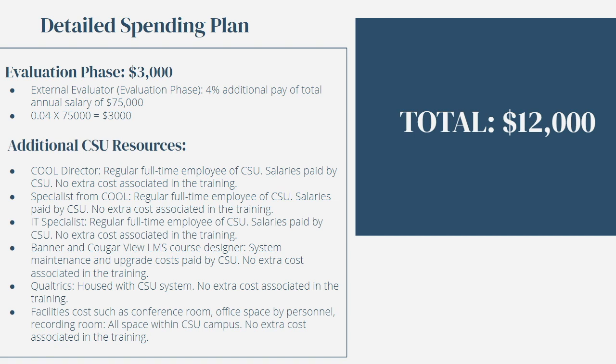And lastly, in the ADDIE design, the evaluation phase comes to $3,000, where we have an external evaluator who is receiving 4% of their salary, coming to a total of $3,000. There are additional campus resources that we will be using who are not paid through the program because they are being paid by the campus, and those have also been listed.